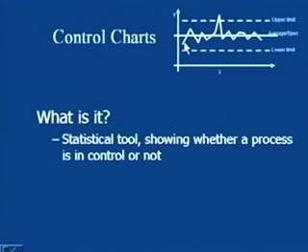and like this, one point is here, next point is here, and we join the two consecutive points by a straight line. And if we find any point going out of the limit either this way or this way, we say that some special reason or some assignable cause is there.